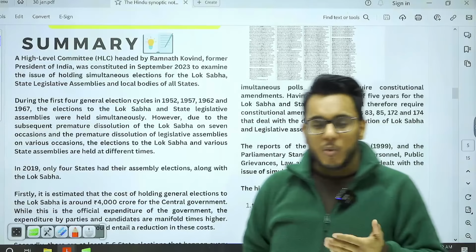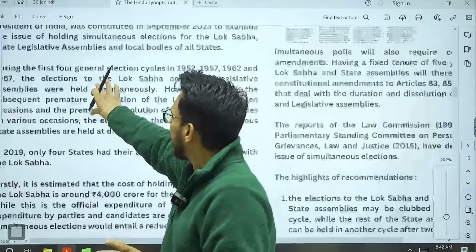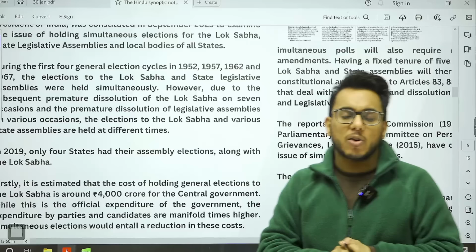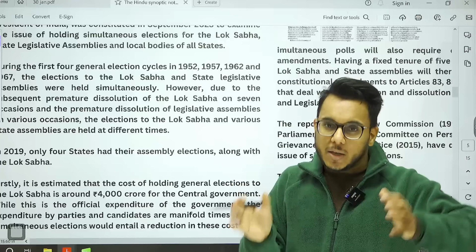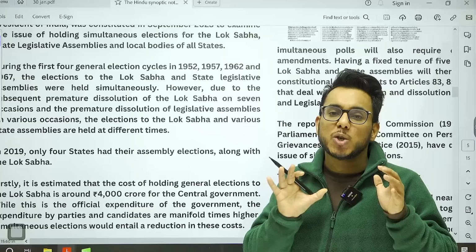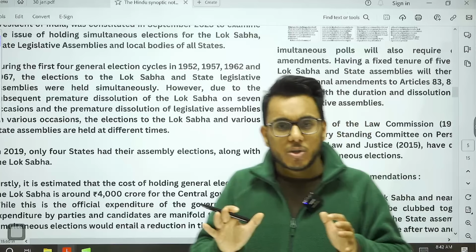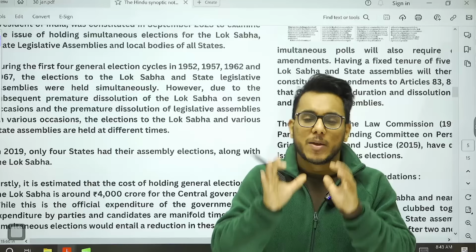What has happened? The Government of India constituted a high level committee under Shri Ram Nath Kovind, who is the former president of India. This committee has been given the task to study the feasibility of simultaneous election. Simultaneous election runs on the idea of one nation, one election, which provides that there should be one election for both Parliament as well as state legislative assemblies.